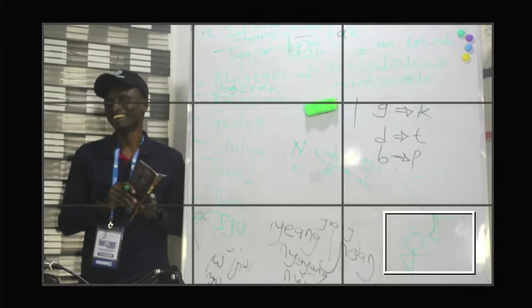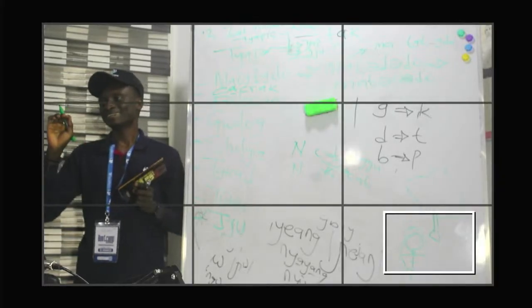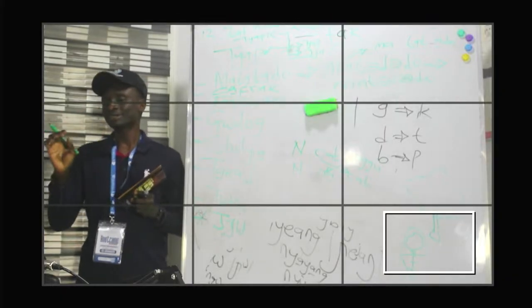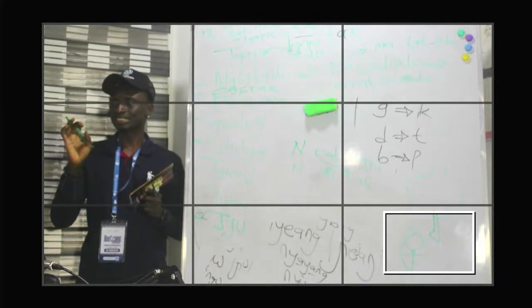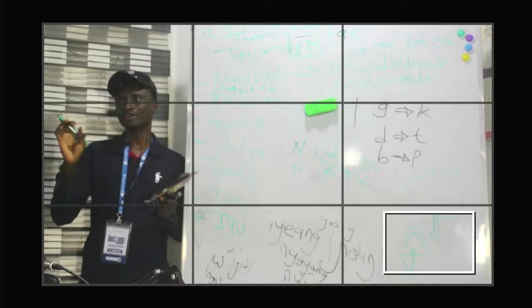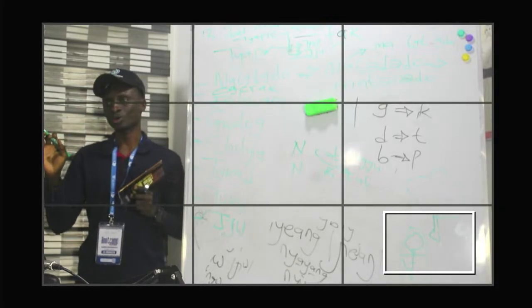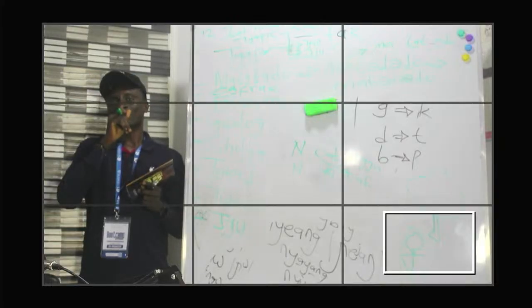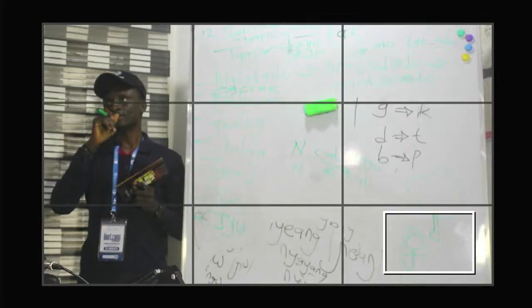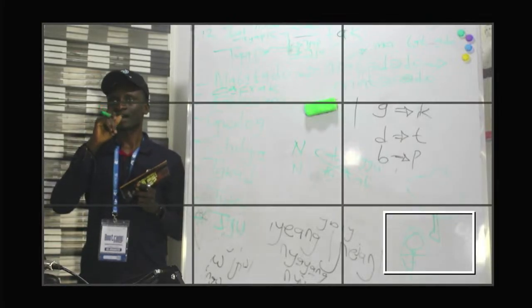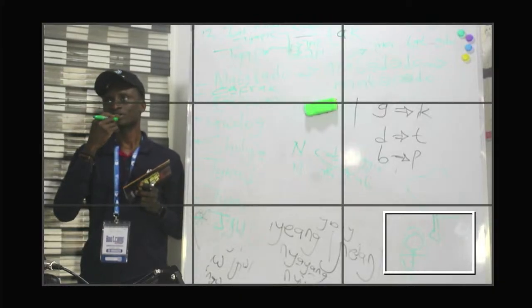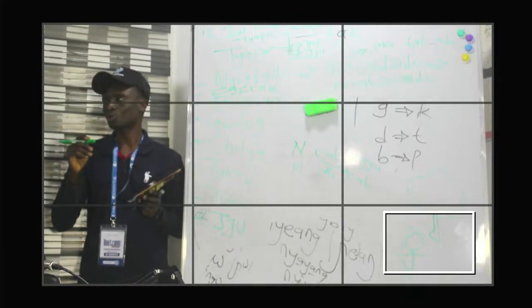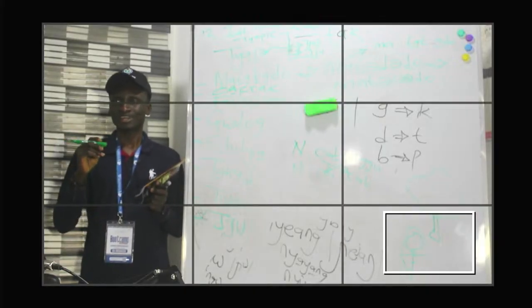Aracho. A. R. E. Then ch. Y. U. Aracho. That's the way to call a dog, can you? And then number 9. Aracho.